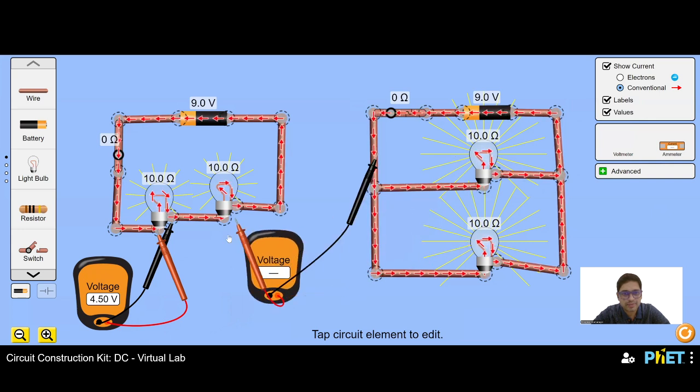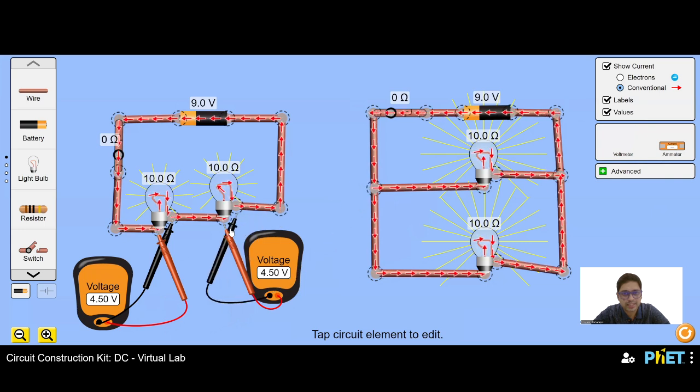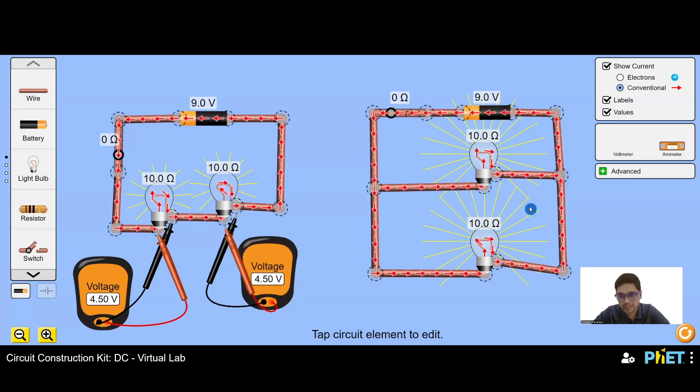Let me take that, a positive there, negative there. 4.5, 4.5. So what do we learn here? When components are connected or the load is connected in series, the voltage gets distributed among the components. In this case, two light bulbs, each light bulb having 4.5 volts. Now, what happens in parallel?